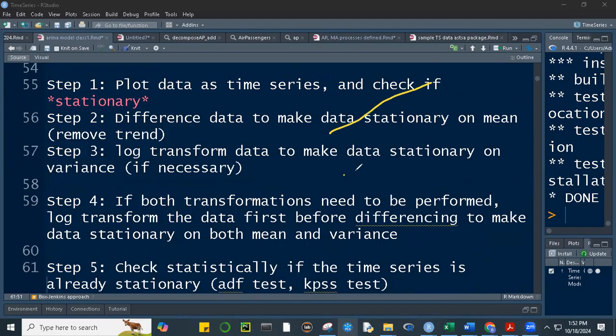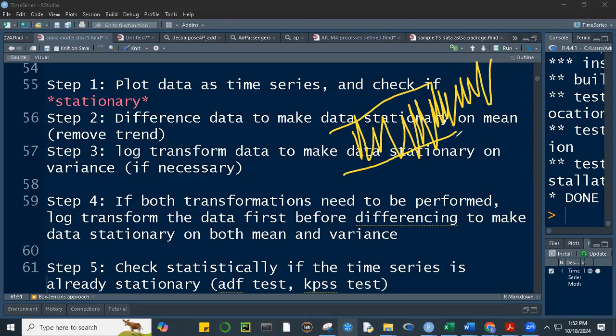If there's a trend, say it behaves this way, there's a trend, but the variance is constant. The fluctuations are constant. So this is non-constant mean, but constant variance. In this case, you can do differencing. Right, class. Remember the differencing we did a while ago?